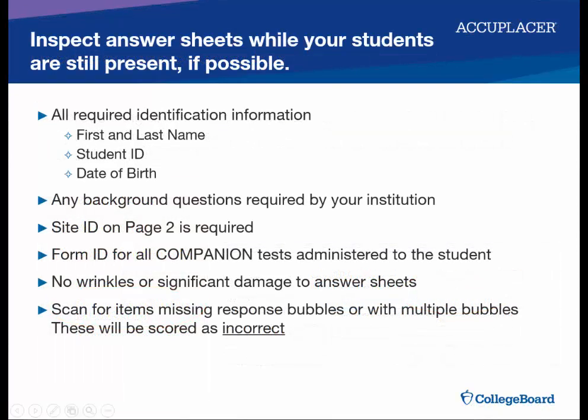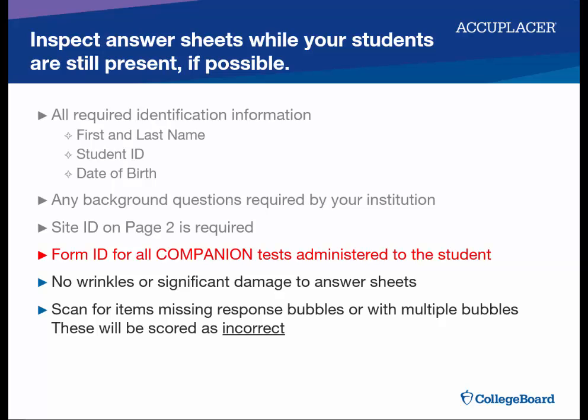The first step is to inspect the answer sheet while your students are still available. Make sure the students have bubbled their first and last name, student ID, and date of birth for identification. If your institution requires any background questions to be answered, make sure the student has bubbled them. Site ID on page 2 is required for all companion answer sheets. Make sure the student has bubbled the form ID for all companion tests administered.